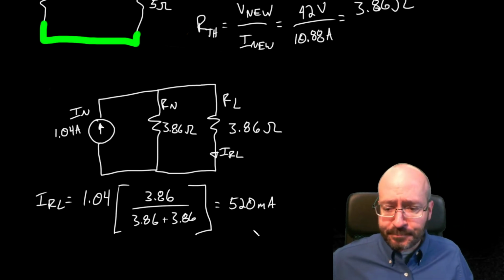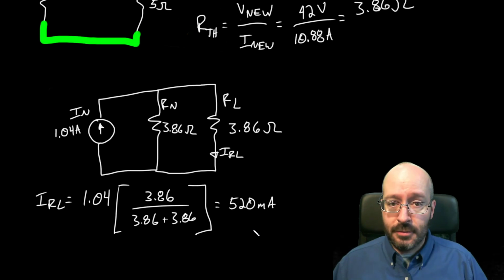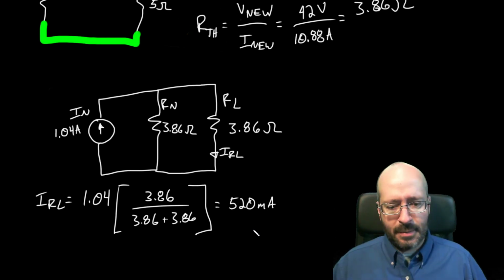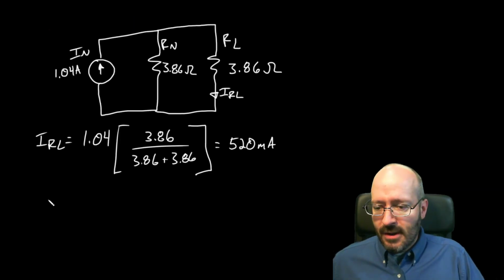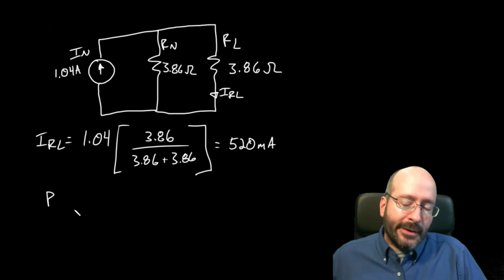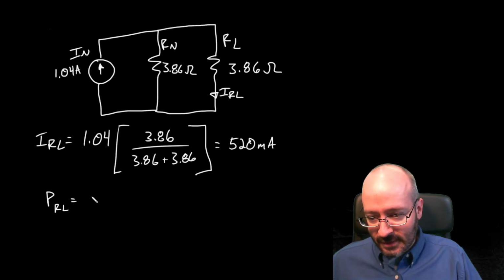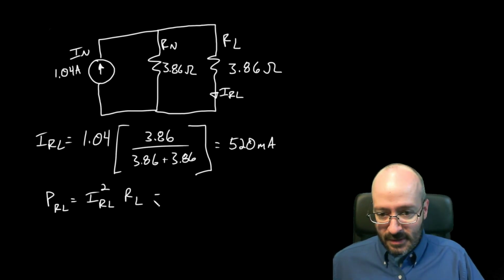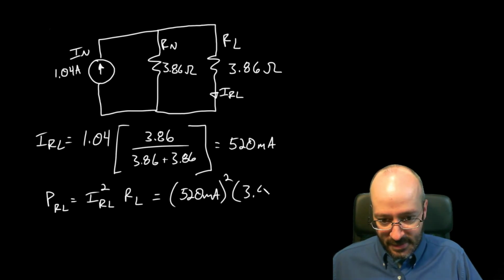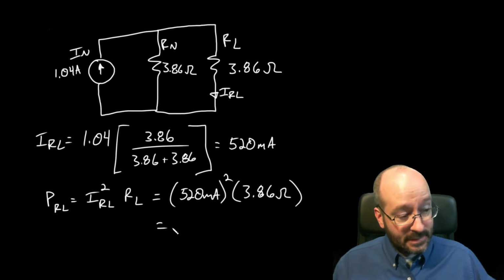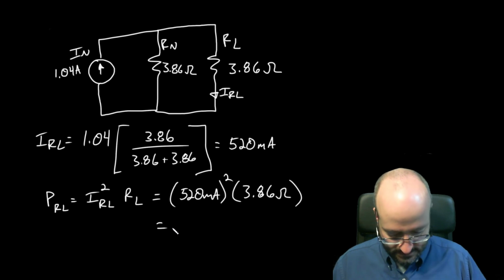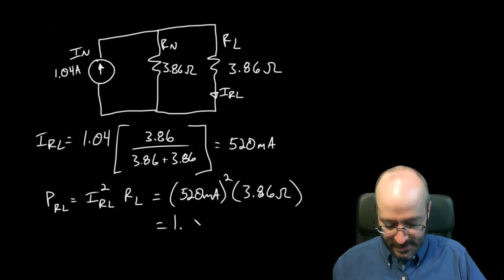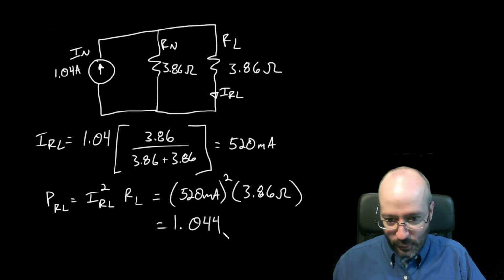Okay, 520 milliamps for the current through the load. Now I could go find the voltage and all of that stuff, but I think what I would rather do is use one of those forms of power that absolutely ruins the passive sign convention, but it'll work out here. So the power dissipated by the load is the current through the load squared times the load. That's 520 milliamps squared times 3.86 ohms. Let's see what that is. So square that times 3.86 and we get the right answer. 1.044 watts.